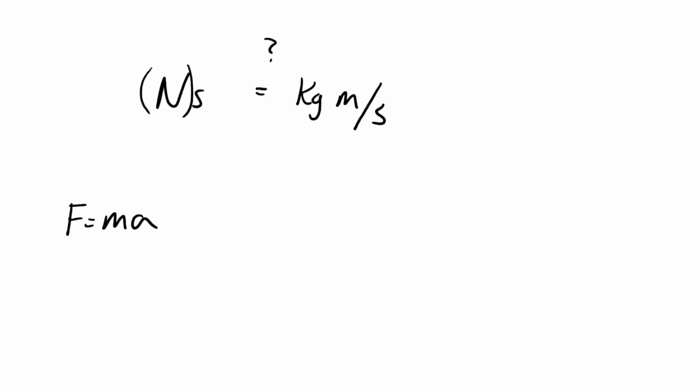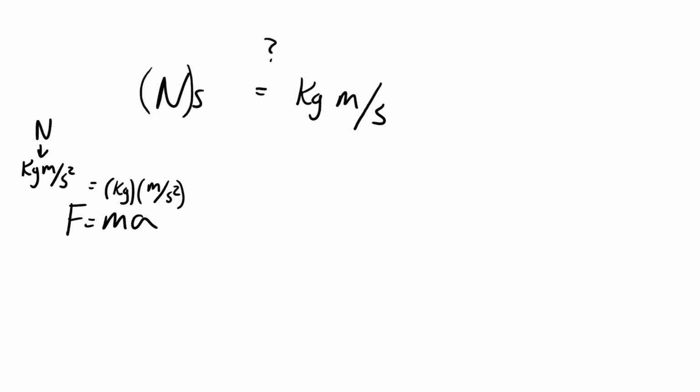Okay, so how can a Newton second be equivalent to a kilogram meter per second? They look very different to me, right? So let's figure out, what is this Newton anyway? The force is equal to mass times acceleration, right? So we have mass in kilograms, acceleration in meters per second squared, and we called the force a Newton, but we could just call it a kilogram times a meter per second squared. So that's actually what a Newton is equal to, a kilogram meter per second squared.